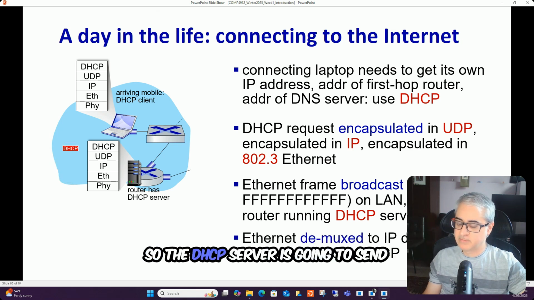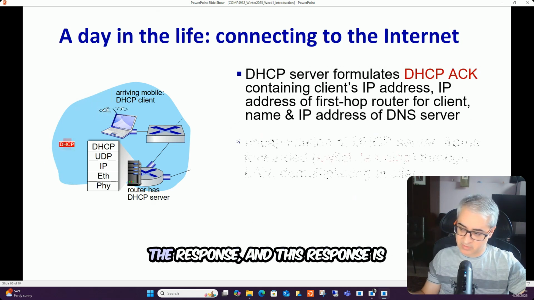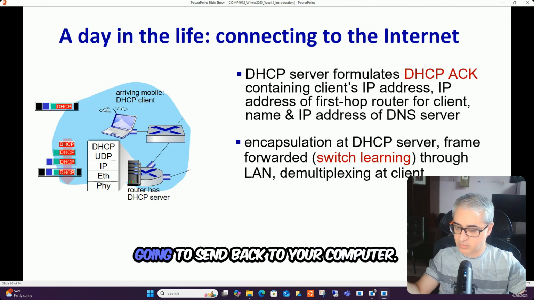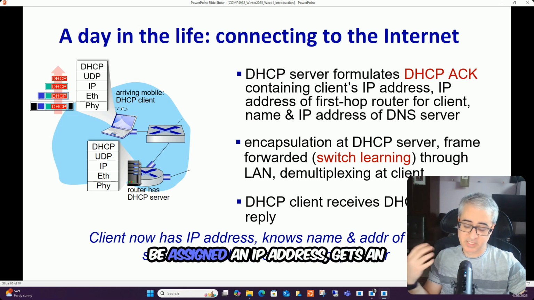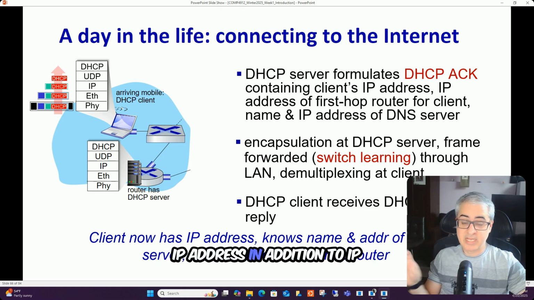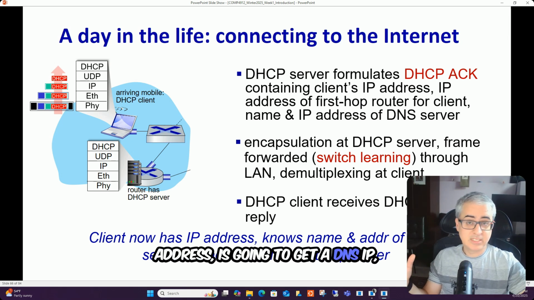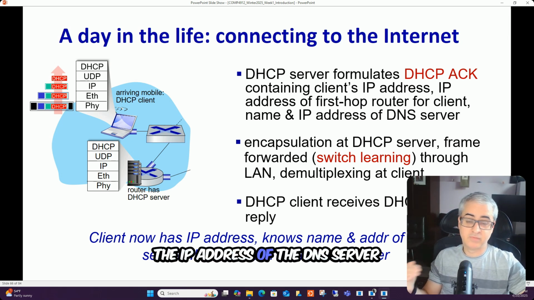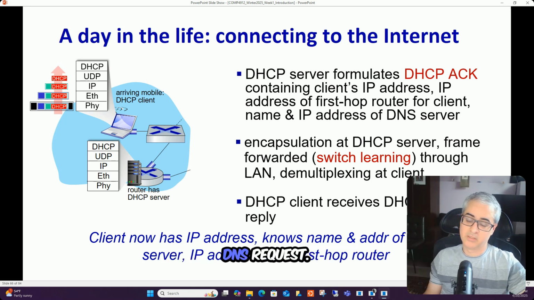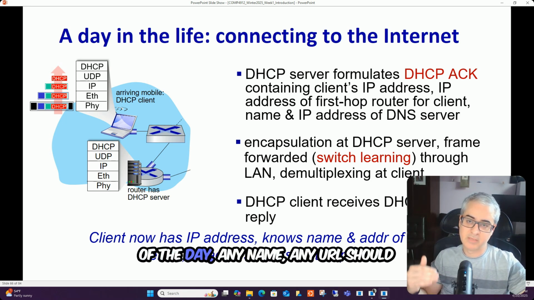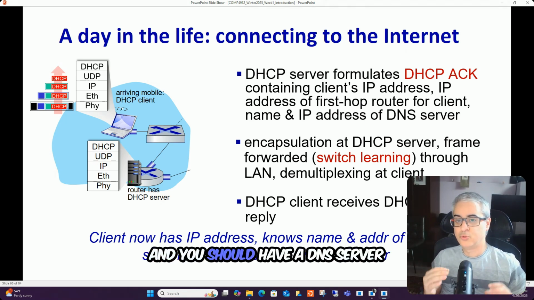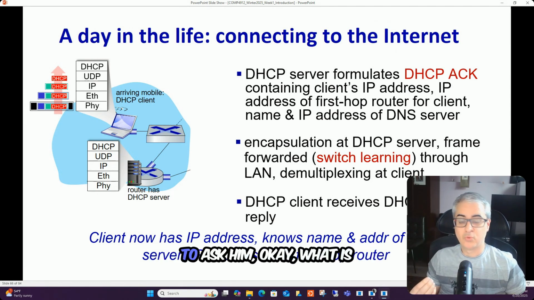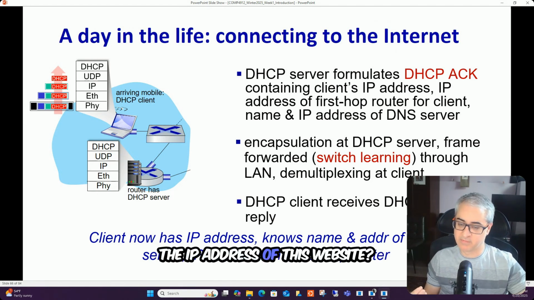So the DHCP server is going to send the response back to your computer, and then your computer will be assigned an IP address. In addition to the IP address, it's going to get a DNS IP, the IP address of the DNS server that you can send your DNS request to, because as I said, at the end of the day, any name, any URL should be converted to an IP address, and you should have a DNS server to ask, okay, what is the IP address of this website?